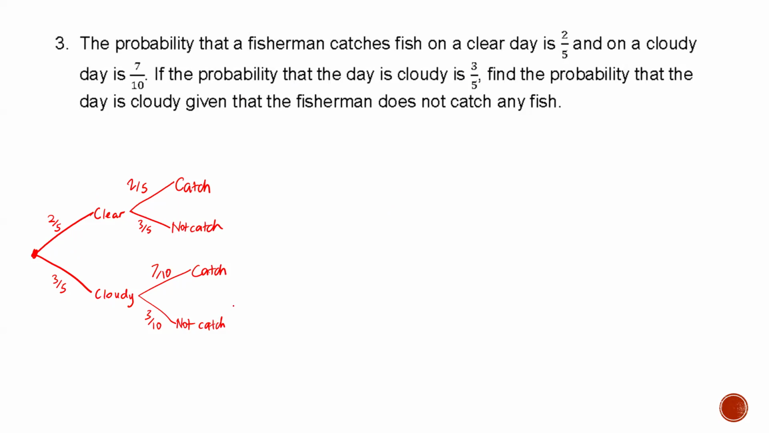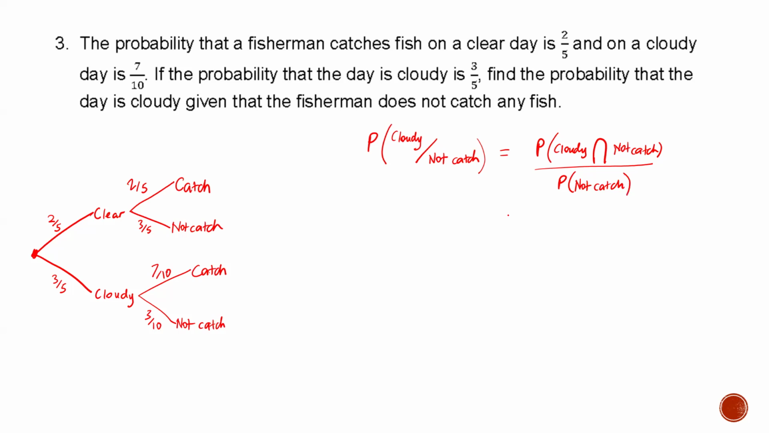We've been asked to find the probability that the day is cloudy given the fisherman does not catch any fish. So in other words, they want us to find the probability of it being cloudy given he did not catch any fish. And like I said, this is the probability of cloudy intersection not catch, divided by the probability of him not catching.